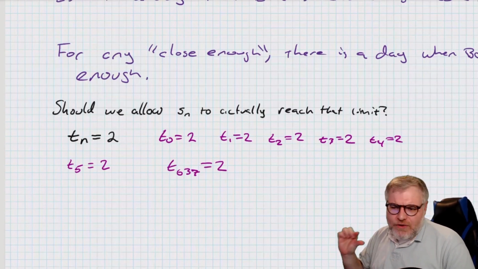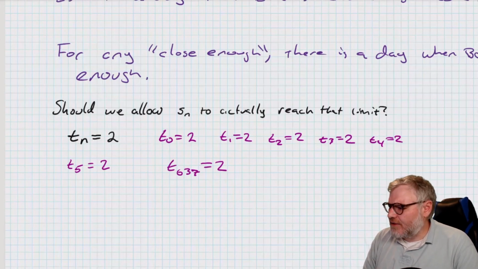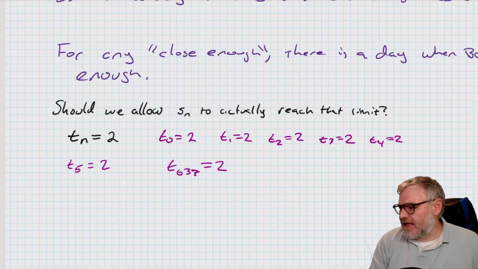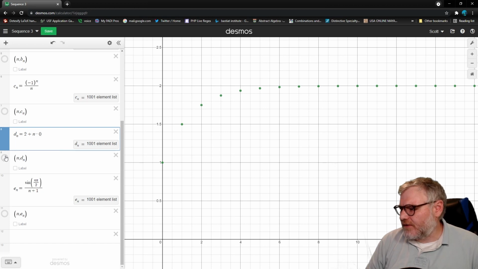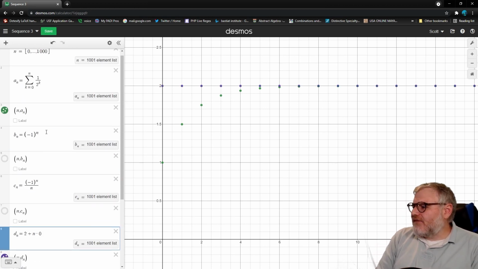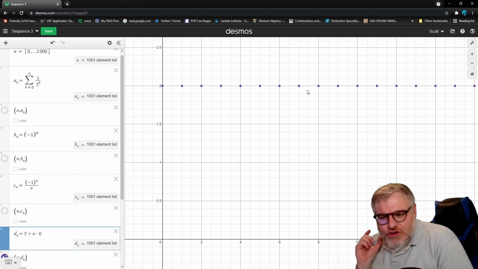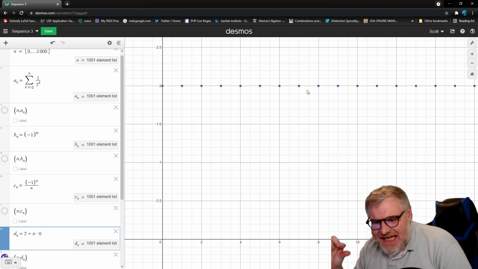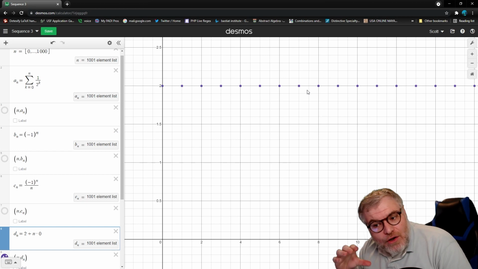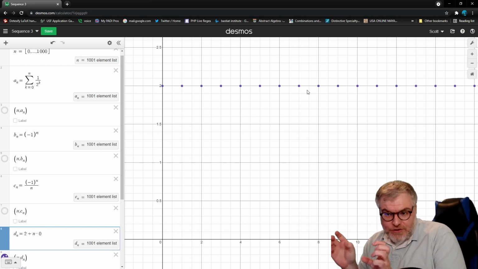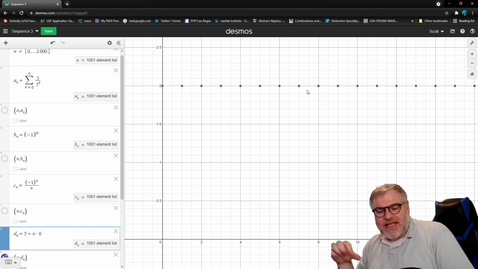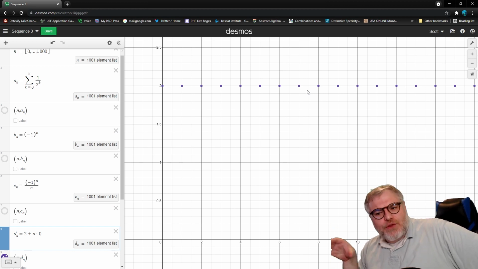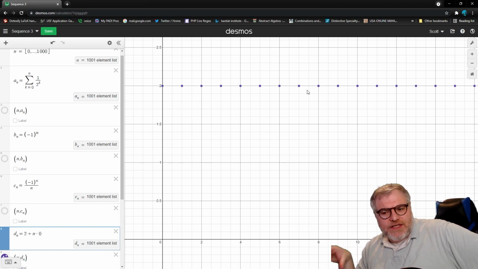Well, let's go back to our arbitrary closeness thing. If we have Tn equals 2, or Dn on this side. Note that Desmos requires me to put n times 0 in here. If I have Dn equals 2, this is 2, 2, 2, 2, 2, 2, 2. Is it true that there is a day when I am arbitrarily close to 2, no matter what you define as arbitrarily close? So if I say 0.001 away from 2, is there a day when Bob is standing on the margarita? Is Bob close enough to drink the margarita?